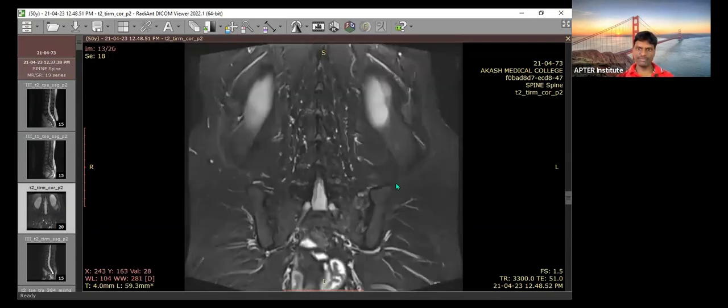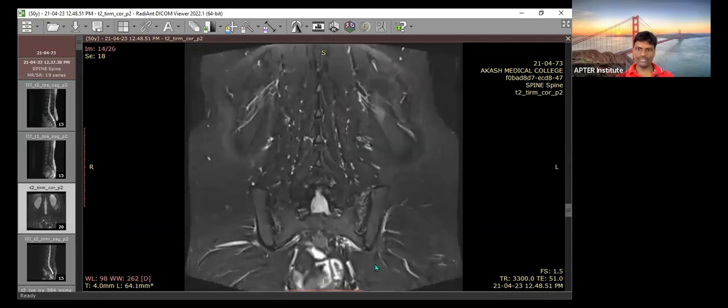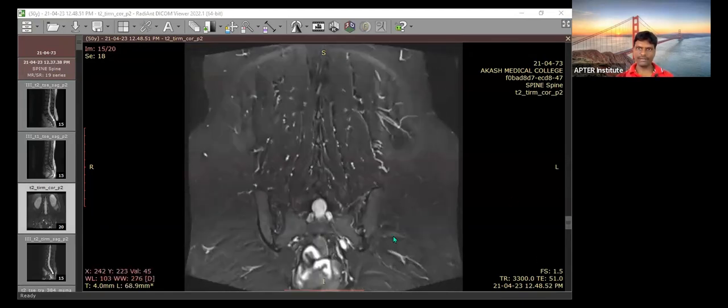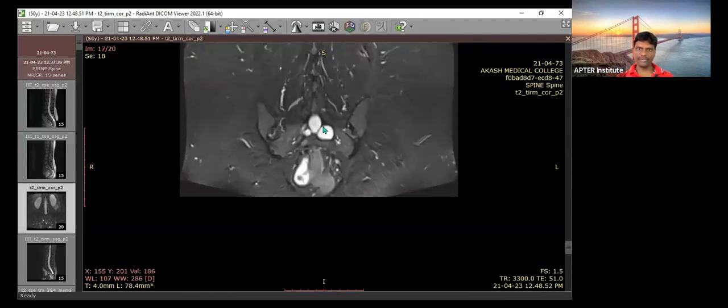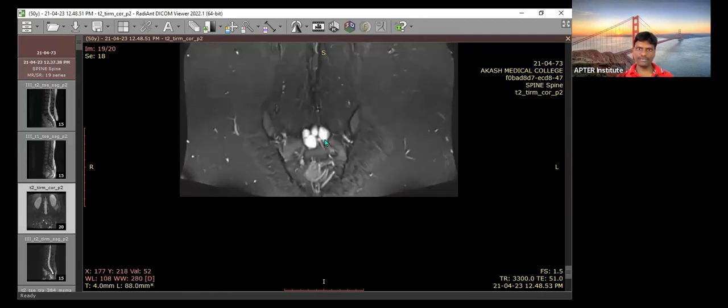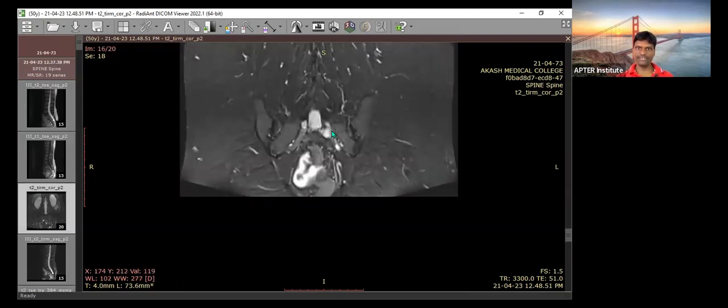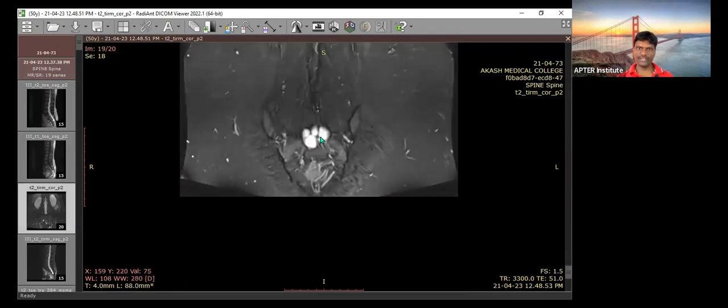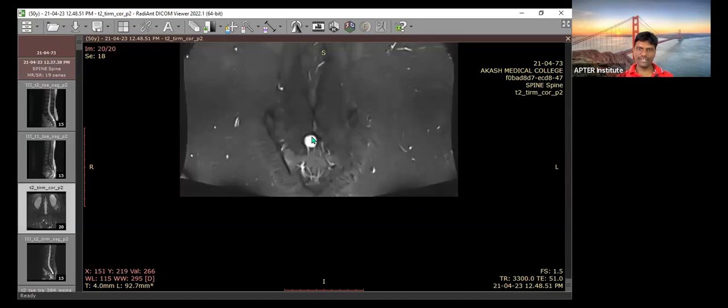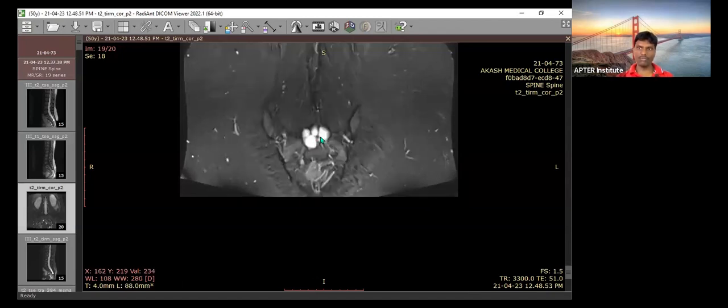And as I move the level further towards the sacrum, you could see the cyst happening over here and here and here. So now we know that the cyst is not only one. There are multiple cysts. So 1, 2, 3, 4. Four cysts are well defined in the sacral level. So this is the sacrum bone, isn't it? This is the SI joint. Okay, so we are seeing the sacral level cyst, which is well defined, and it's bright white.